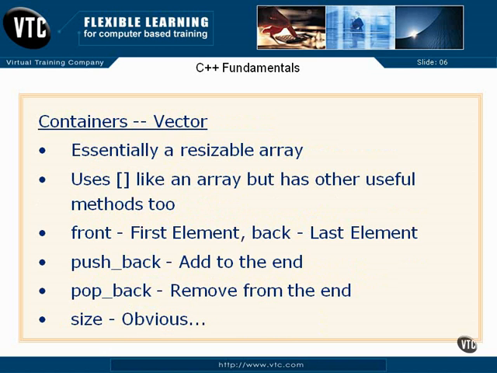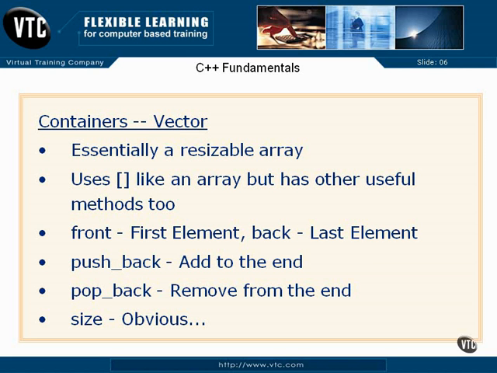Now let's take a look at a vector for a second. A vector is essentially a resizable array. You use the brackets just like we're used to in normal C to access elements of the array, but there's other ways of getting to the information as well. There are other useful methods. For example, front. We would use whatever our vector name is, dot front would give us the first element. Dot back would give us the last element. Doing a dot push_back would add a new value to the end of the array. Doing a dot pop_back removes a value from the end. And a dot size, obviously, is going to give you the size of the vector.